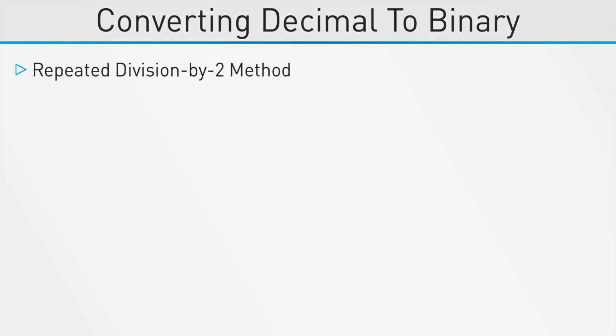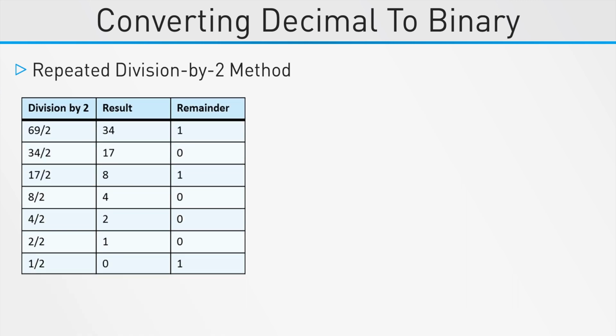So first we had 69. If we divide that by 2, then we get 34, and the remainder is 1. If we divide 34 by 2, then we get 17 and the remainder is 0. If we divide 17 by 2, then we get 8 and the remainder is 1. If we divide 8 by 2, then we get 4 and the remainder is 0.